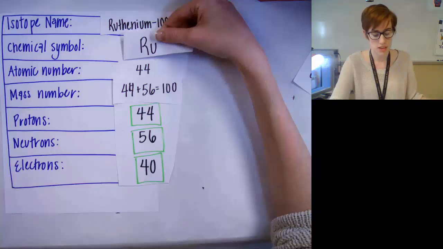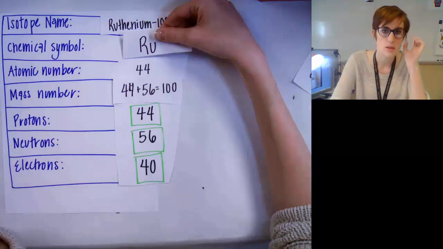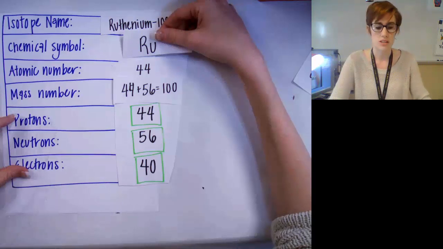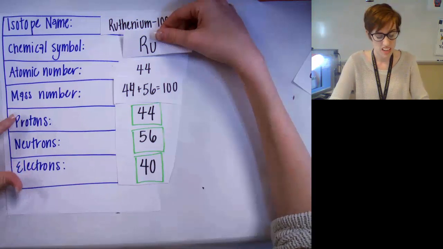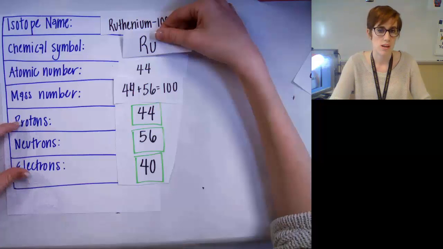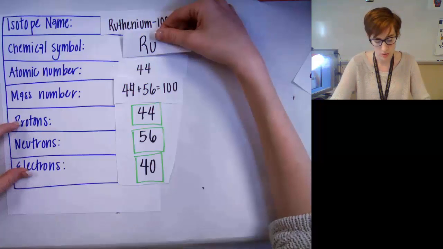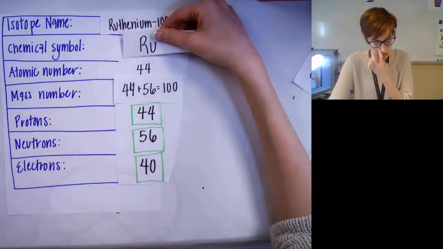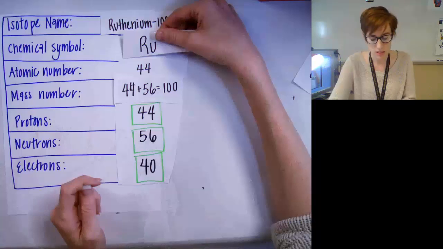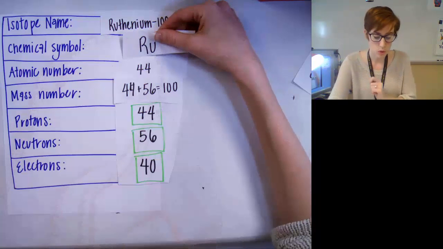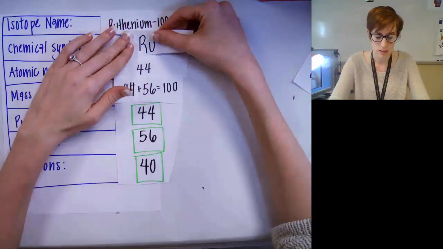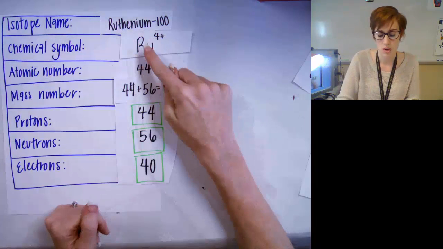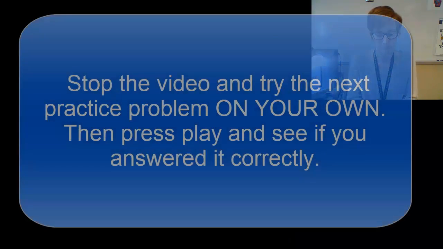But what happens if ruthenium has a charge? How would I know if ruthenium has a charge? The only way you can know is by looking at your number of protons and your number of electrons. In order for this to not have a charge, the number of protons and the number of electrons have to be equal. But they're not equal. I actually have 4 more protons than electrons. Remember, protons have a positive charge, so I have 4 more positives than I do have negatives. So I write the chemical symbol for ruthenium by writing Ru 4+.